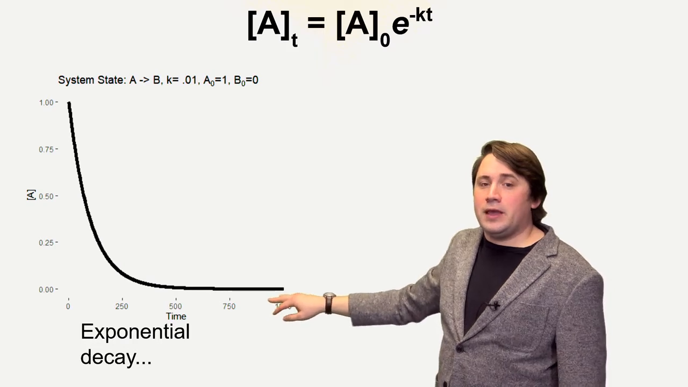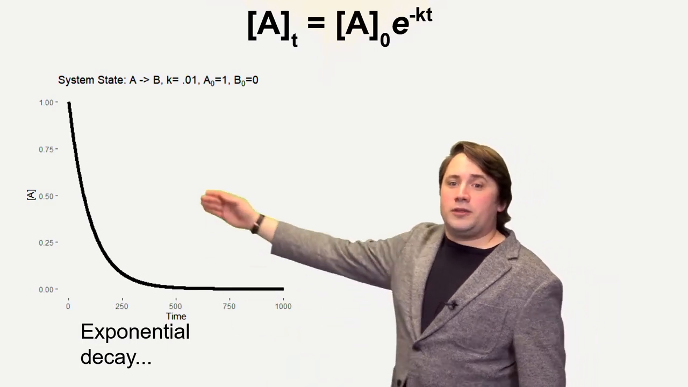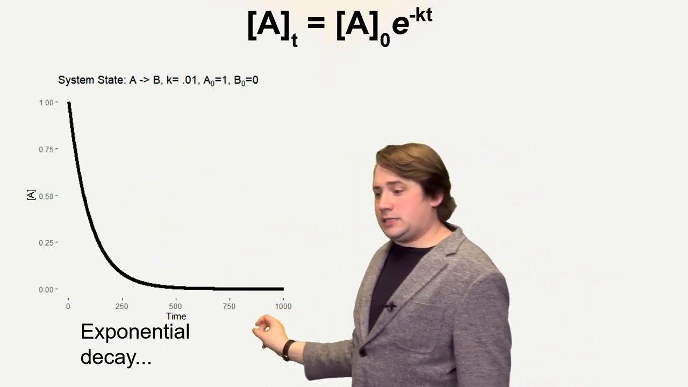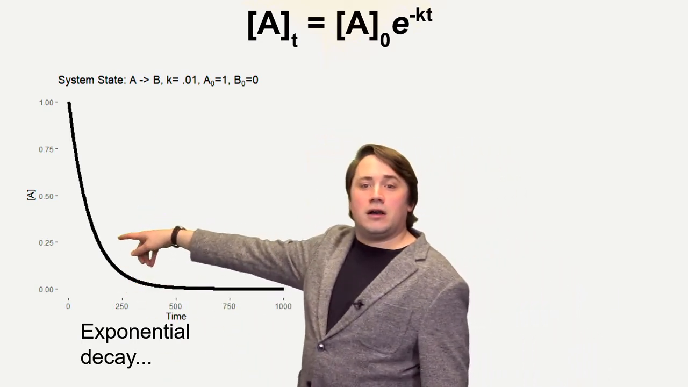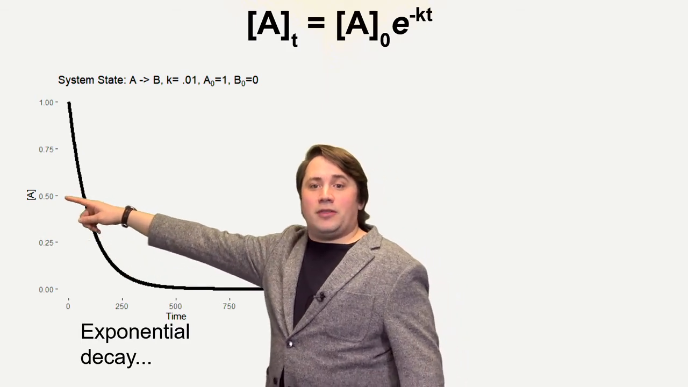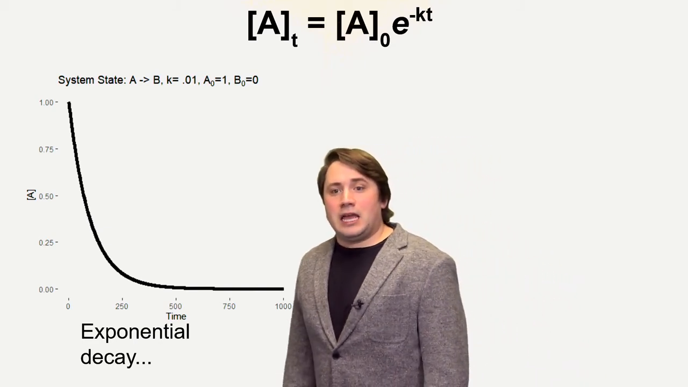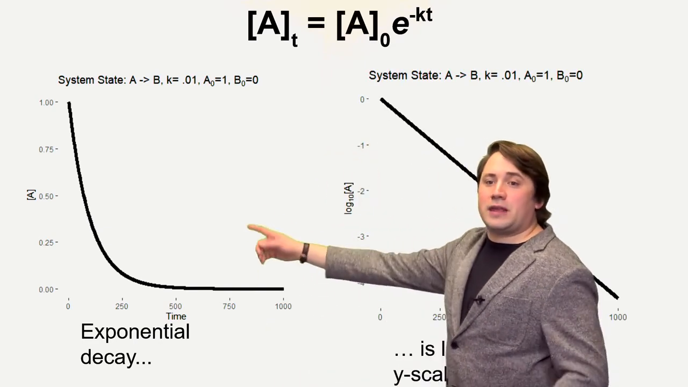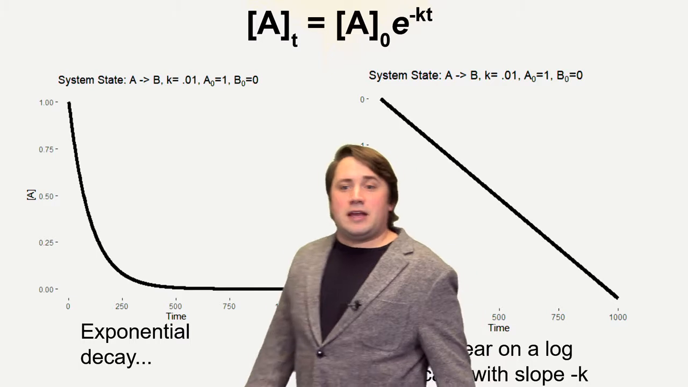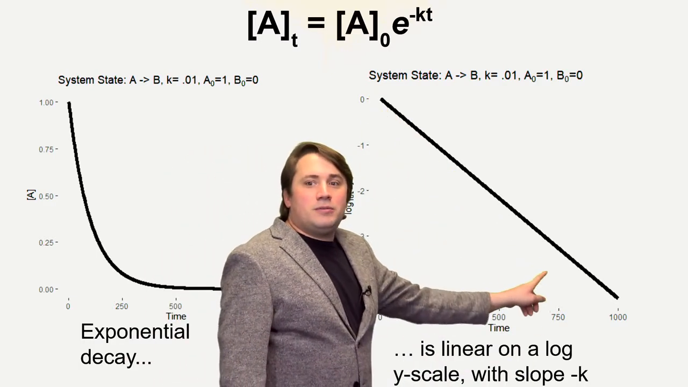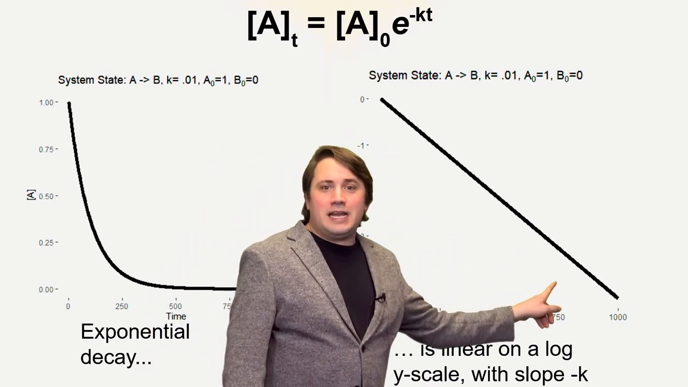And a really nice feature of exponential functions like this is that although this is curvilinear when the time units on the x and y axis are linear, say you took the log of the concentration of A. So instead of having A on the y-axis, you have log A, or we'll say log base 10 of A. If you put that on the y-axis, and time is still linear on the x-axis, you now see that you have a linear relationship between the concentration and time. And the slope of this linear relationship is simply negative k.